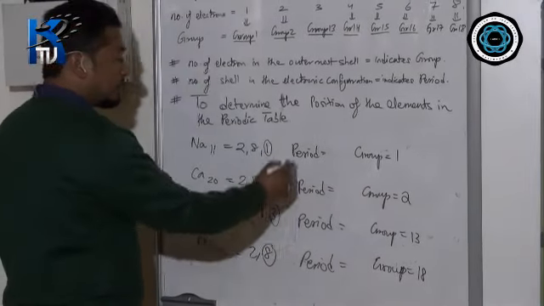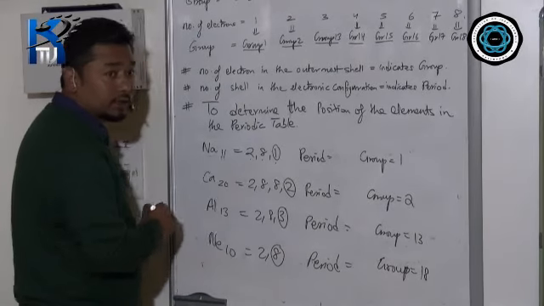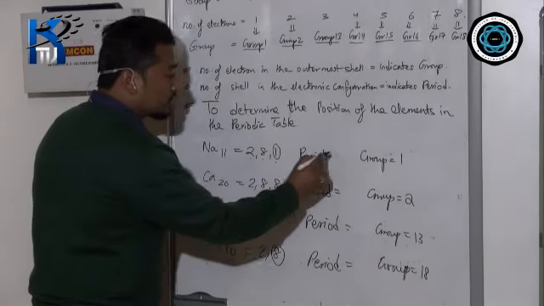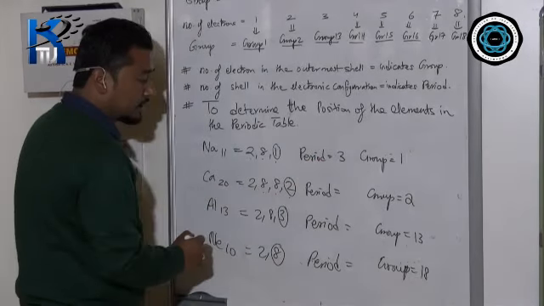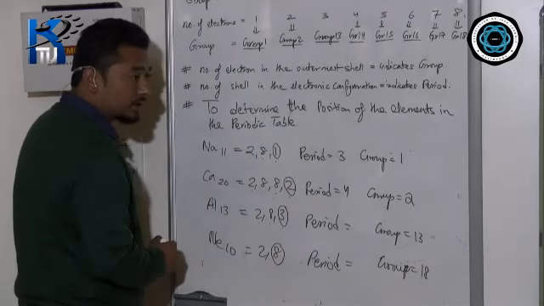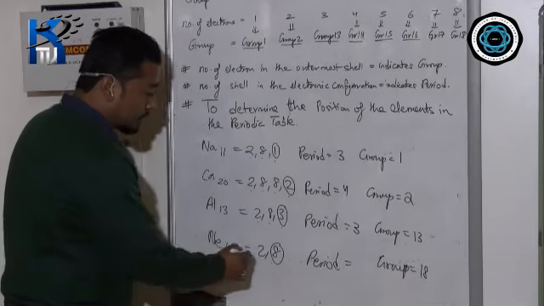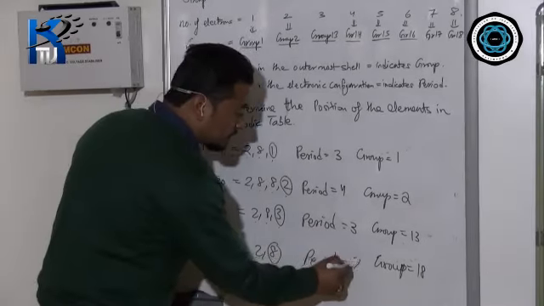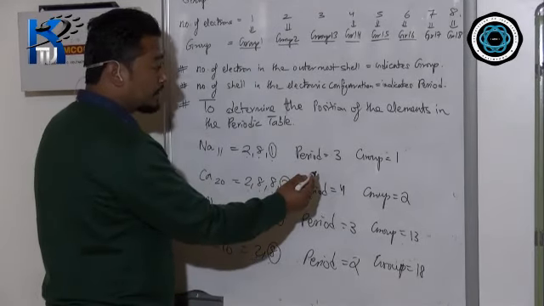Now let us see how to find the periods. Count the number of shells: first shell, second shell, third shell. So there are 3 shells, so it belongs to the third period. First shell, second shell, third shell, fourth shell, so it belongs to the fourth period. First, second, third shell, so there are 3 shells, it belongs to the third period. First shell, second shell, there are only 2 shells, so it belongs to the second period. This is how we determine the position of the element in the periodic table.